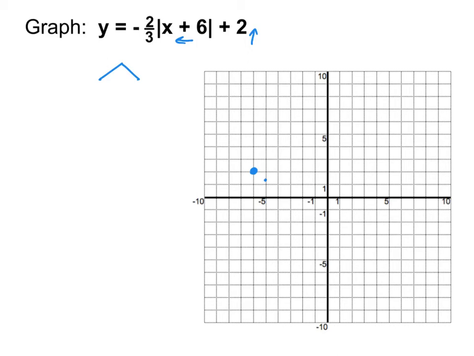And then from that point, I would again go over 1 and down 2/3. And then from that point, I would go over 1 and down 2/3, which gets us to a nice pretty whole number again. And now to build a bridge, you'll notice what we did there. We went down 2 and over 3. What's the slope of that part of the graph? -2/3.